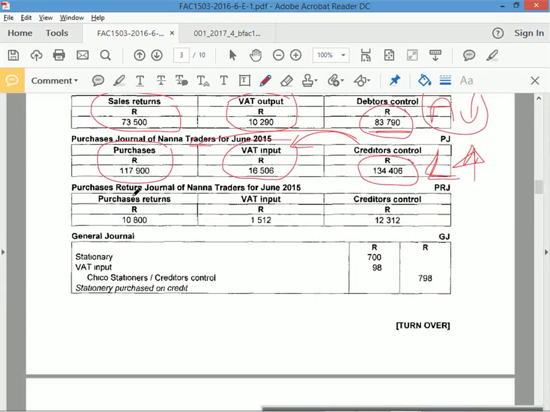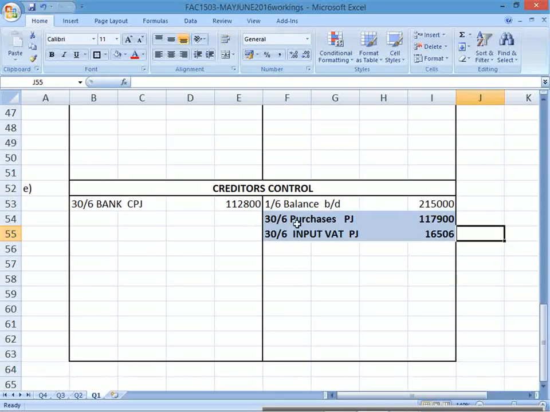Purchase returns. What's going to happen to my creditors? It's going to decrease. Where do creditors decrease? On the debit side. Perfect.